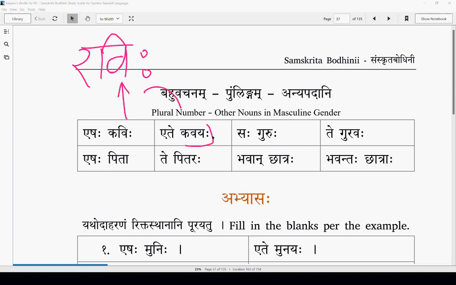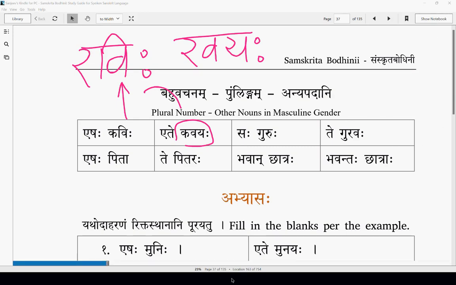And if it is Bahuvachanam, what will Ravi change to? Ravaya. Ravi, Ravaya. Dvivachan is also there.